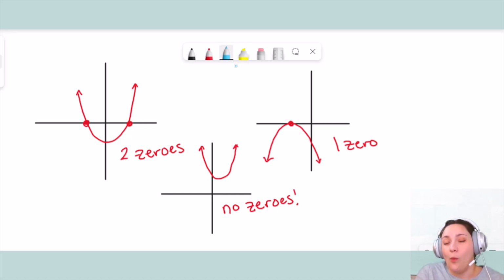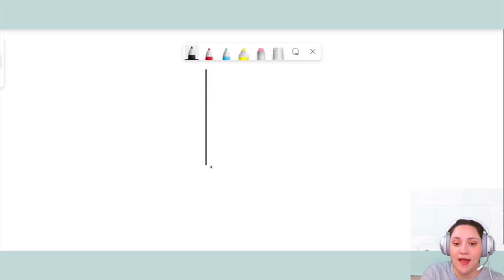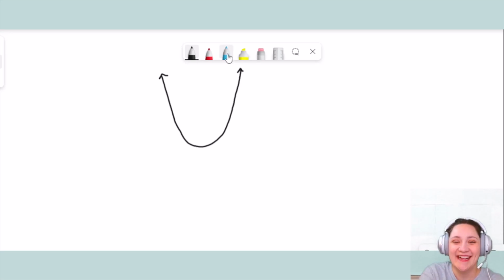Let's think about one more characteristic of parabolas before we wrap up this lesson. And that characteristic is what we call the axis of symmetry. So I'm going to try to draw a really nice parabola there. That's pretty good. Pat myself on the back for that one. But all parabolas are symmetrical. We can draw a line through the middle of a parabola, and the 2 sides are the same. They're mirror images of each other.